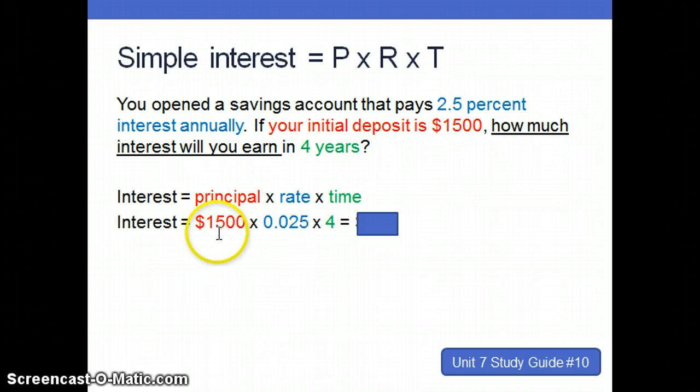Okay, you should have 1,500 times 0.025 times 4. 1,500 is the money you started with. 0.025 is your 2.5% interest, and 4 is the number of years. Multiply those together and you should have $150.